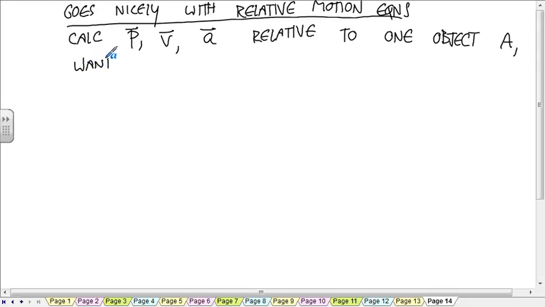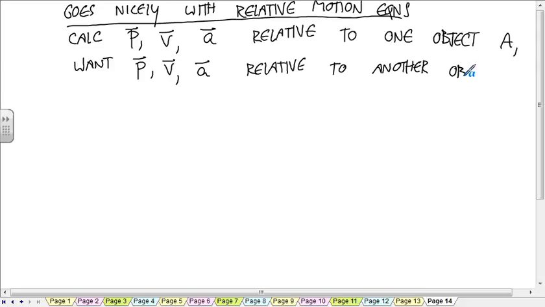and you want the position, velocity, and acceleration relative to another object, B, you can figure those out as the position of the object you want relative to B is equal to the position of the object relative to A plus the position of A relative to B.